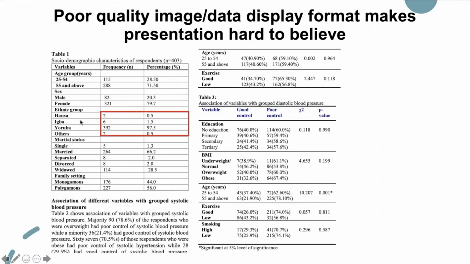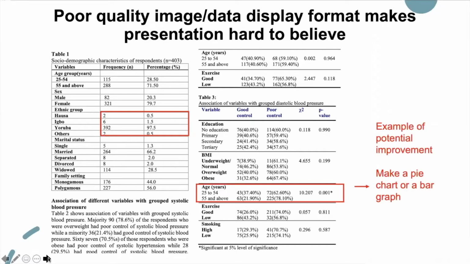How many individuals from Hausa joined the study? 2, 0.5%. And how many people from Igbo joined the study? 6, 1.5%. These numbers are infinitesimal. Frankly speaking, this doesn't help the study. Okay. So here, of course, that is one thing that needs to be improved. But there are other things we can also take care of.